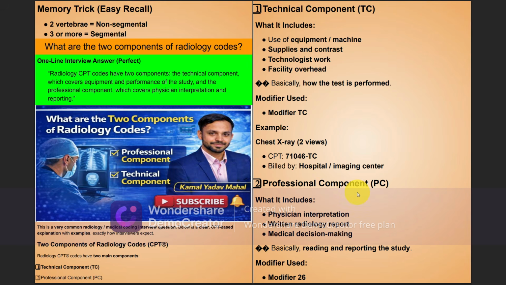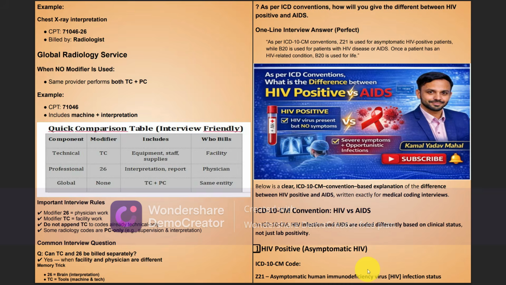Professional component: what does it include? Physician interpretation, written radiological report, and medical decision making. These three points are part of the professional component, basically reading and reporting the study. The modifier used is 26 for the professional component. Example: chest x-ray interpretation, CPT code 71046 with modifier 26, billed by the radiologist.